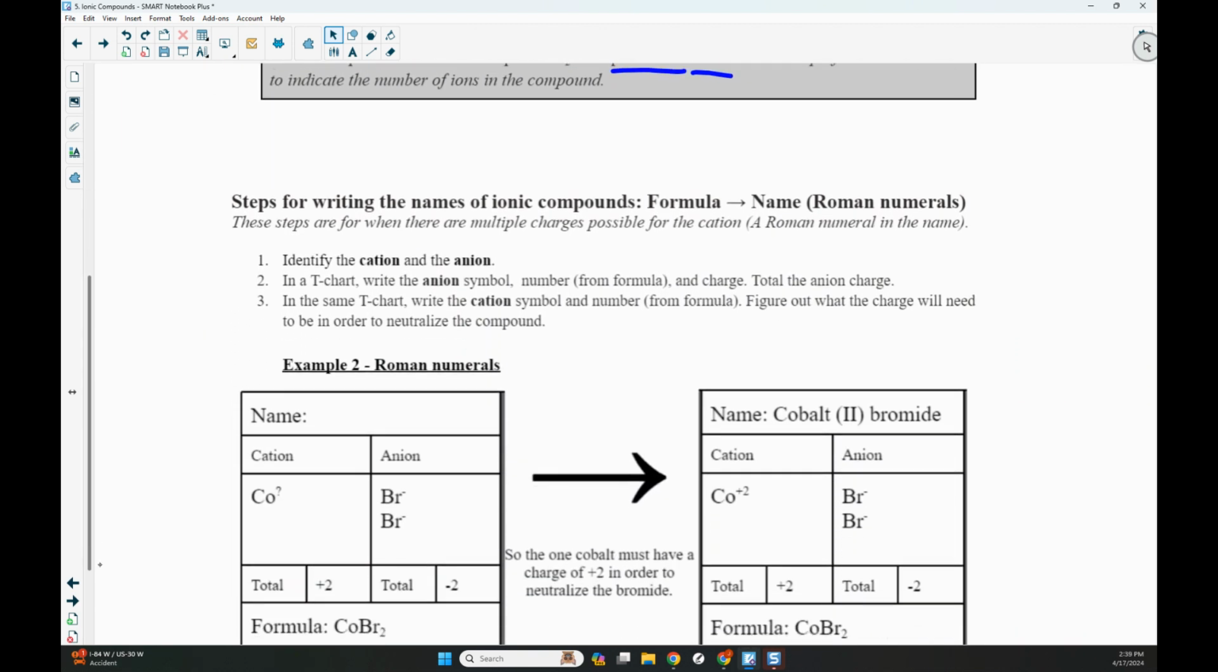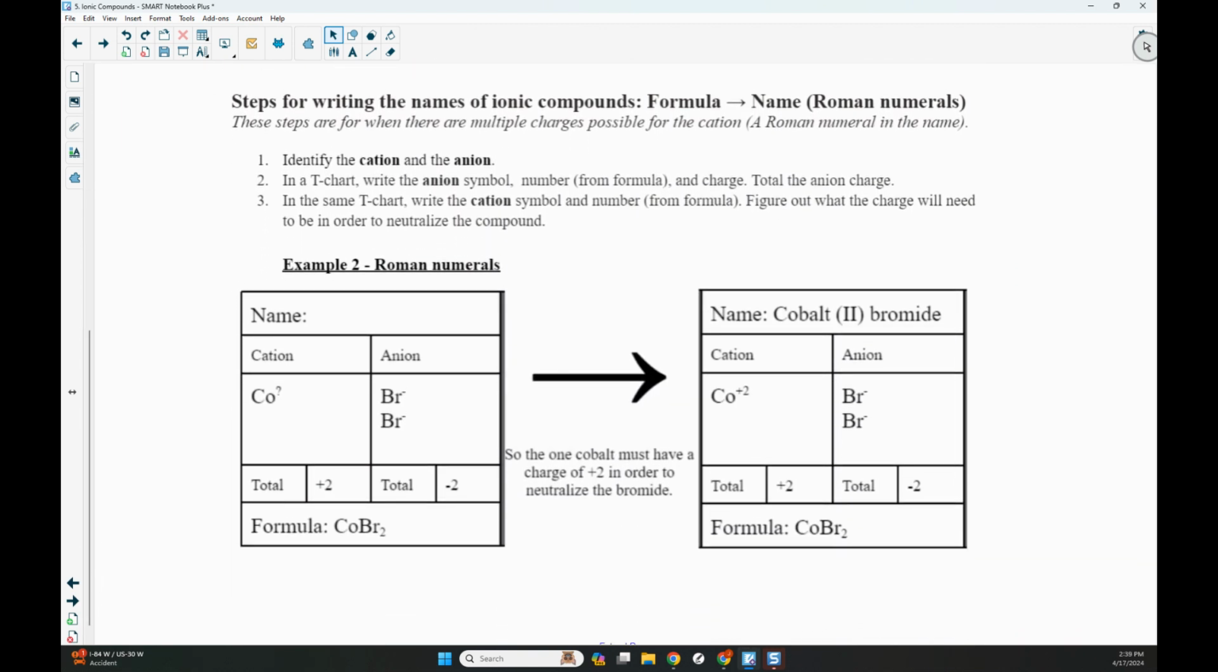This next example. So I think in your booklets, there's a typo and the R in bromine is capitalized, which is incorrect. It should be a lowercase r. You see what I'm talking about down below? Okay. So we are trying to figure out the name of CoBr2.